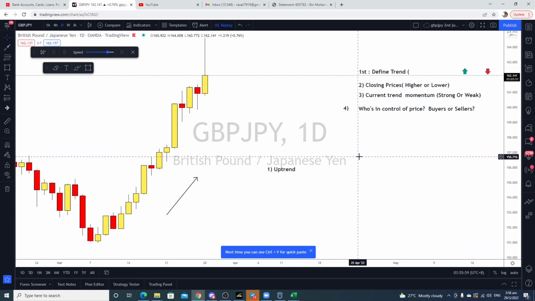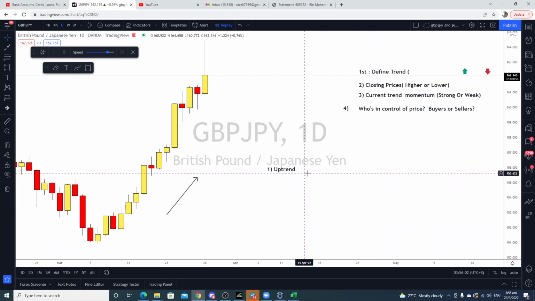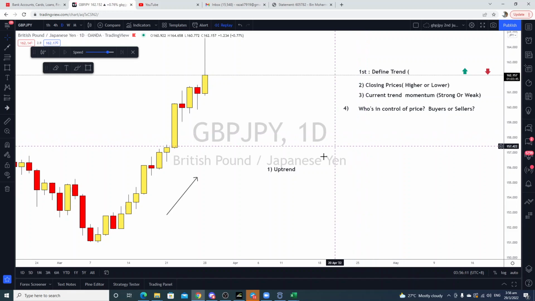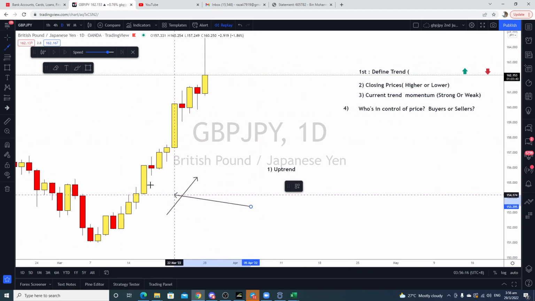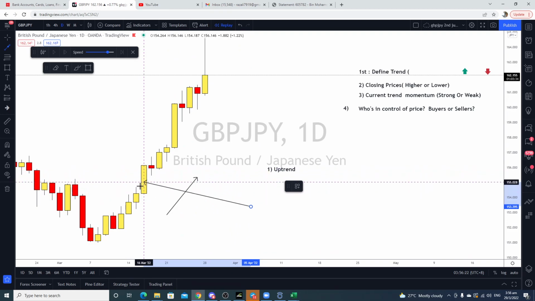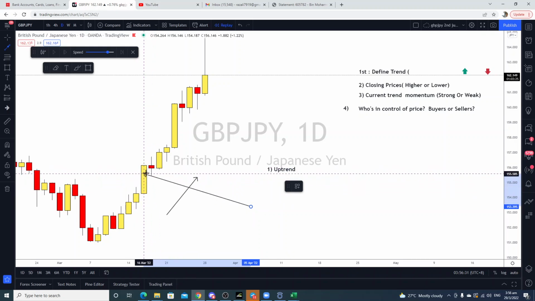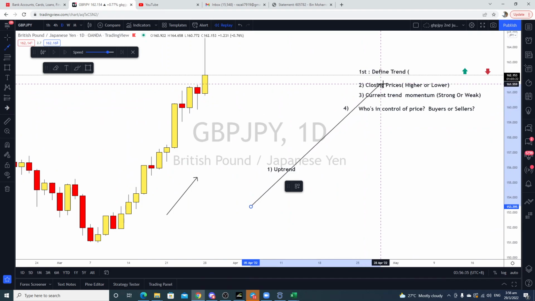Then number two, if uptrend, the closing prices, you want to know whether it is higher or lower, because an uptrend would mean that the closing price is higher. Like in this case, closing price at this point of candle is here, and then it closed higher than the previous candle. And then this rejection does not prove anything because it does not go lower than the previous candle, so it's still higher. So number two, you want to define closing prices higher or lower.